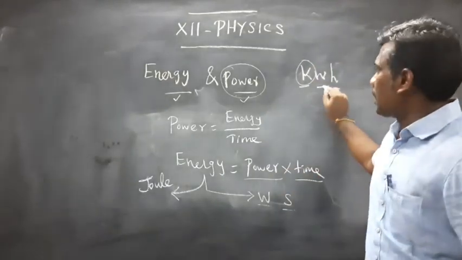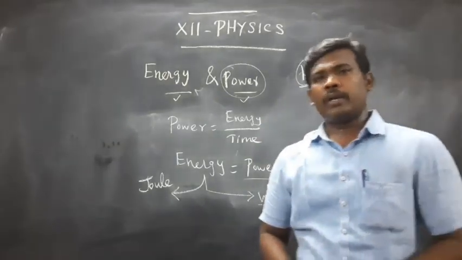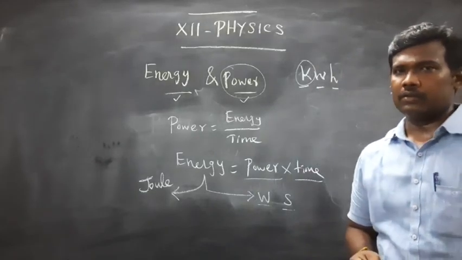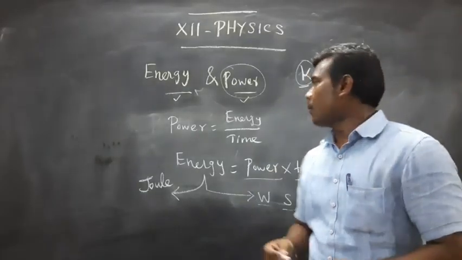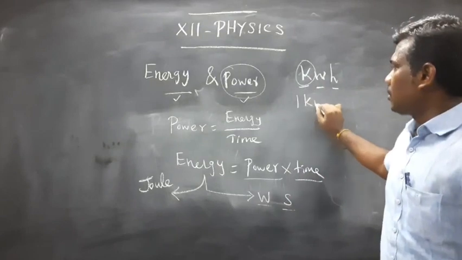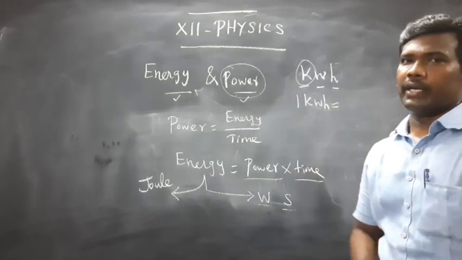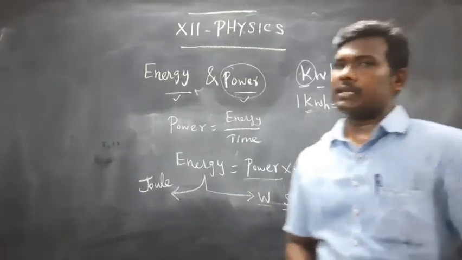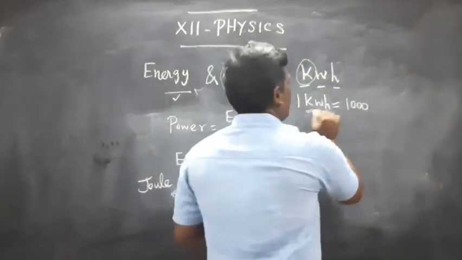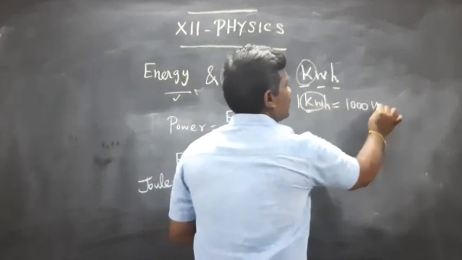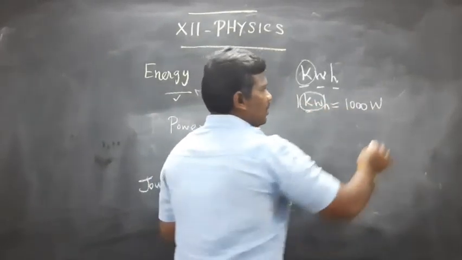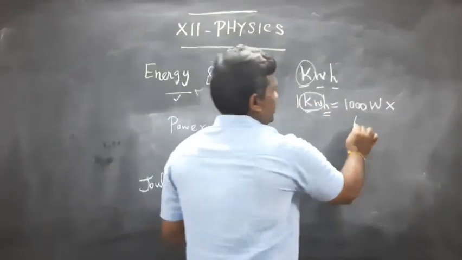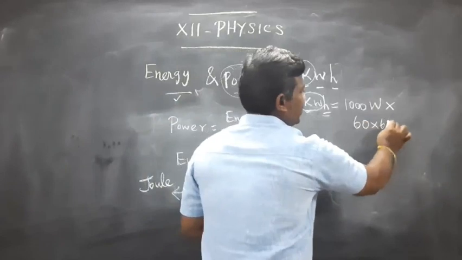So watt hour. Now you are going to calculate the value of 1 kilowatt hour. 1 kilowatt hour is equal to the value per kilo. It is nothing but 10 power 3. That means it is 1,000. So 1 kilowatt is nothing but 1,000 watts, and it is multiplied by 1 hour. 1 hour is 60 minutes and 60 seconds.